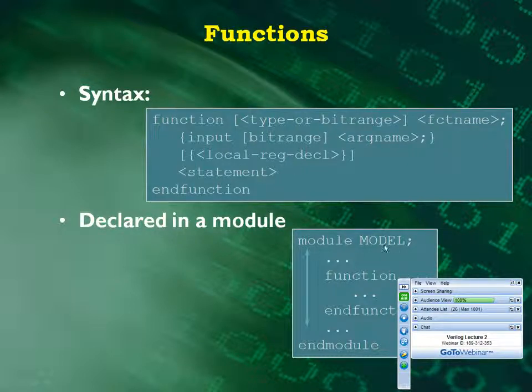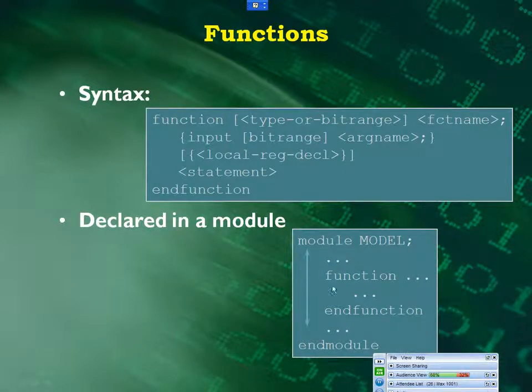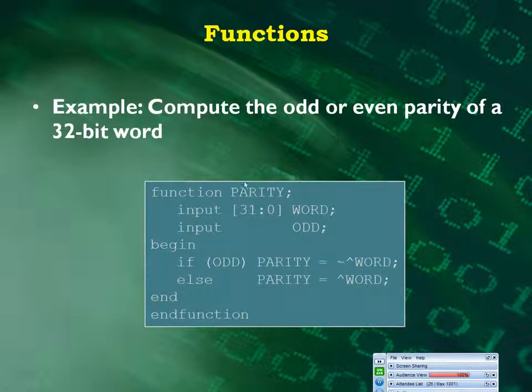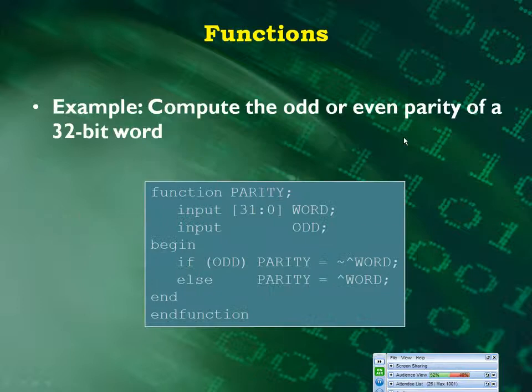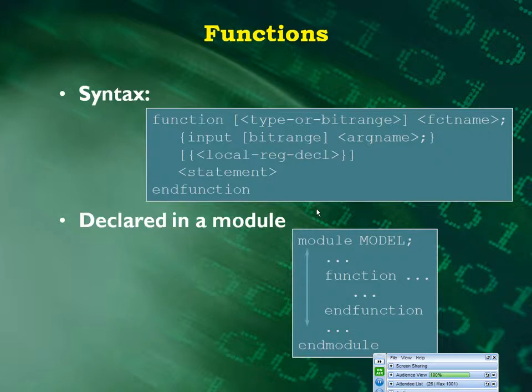So let's look at how it's declared in a module. Okay, you can put your function anywhere within this module, and you have function and end function, and whatever else goes inside of it. So here we have an example of function parity. Now if we go back, see we have function parity. We're not doing this optional part right now for this example. Then we have input with a bit range for the size of this word. So that matches what this is about right here.